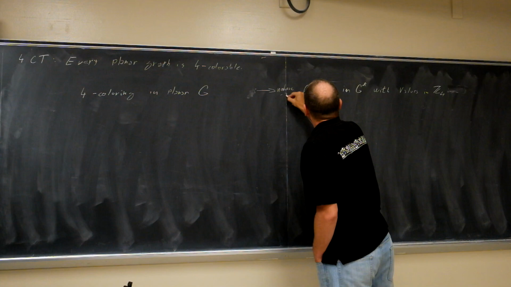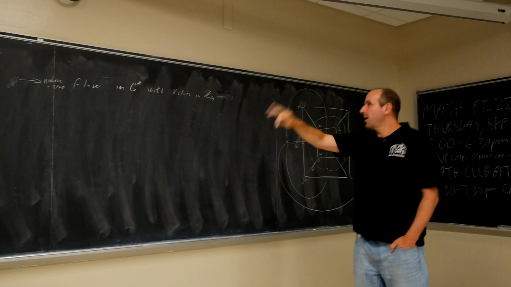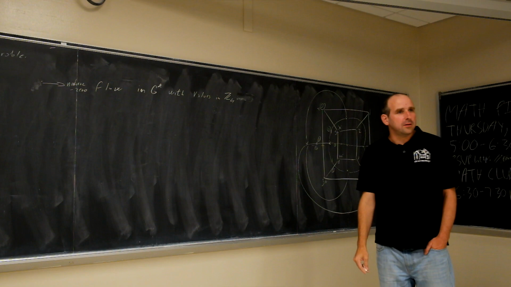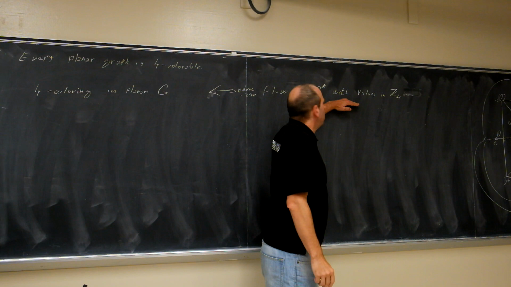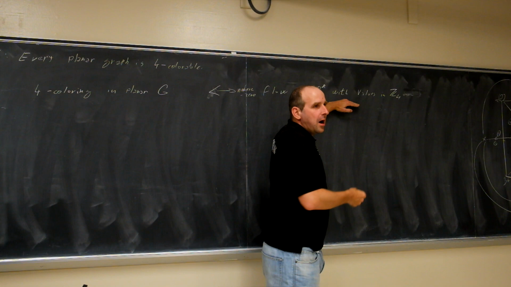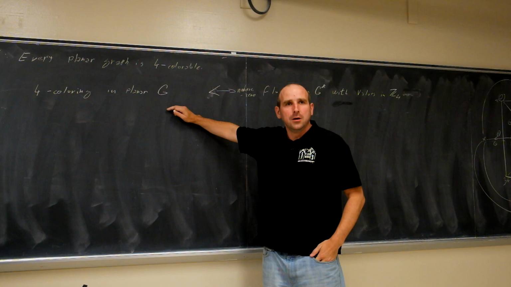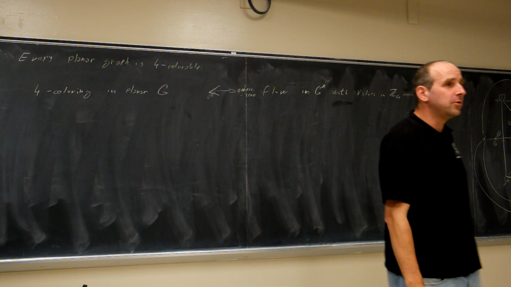So from every four coloring of a planar graph, I can get a nowhere zero Z4 flow in the dual. And the important part is actually that the arrow that I deleted should be there. If you give me a nowhere zero flow in the dual graph with values in Z4, I can perform the reverse process and get a proper four coloring of the original graph. This requires a little bit of thought to see that it actually works. So I mean, you can just try to completely mechanically reverse this process.